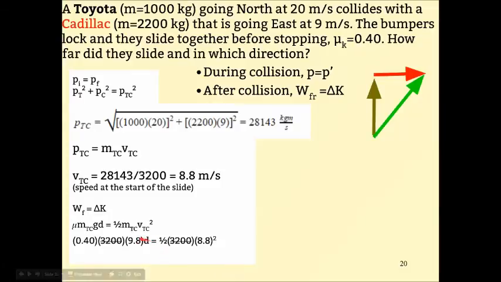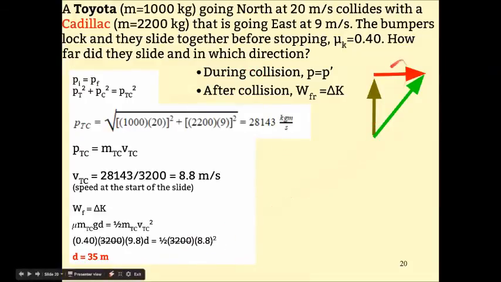If you want to go ahead and calculate it, pause the video. So I took 8.8 squared, took half of that, divided it by 9.8, divided it by 0.4, and I got 35 meters. So it's going to move off at 35 meters from the collision. The next question, though, is in which direction does it go?